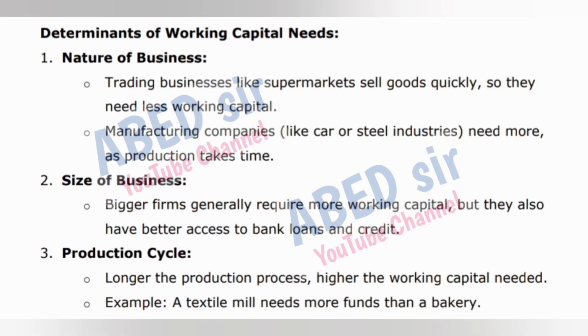1. Nature of business. Trading businesses like supermarkets sell goods quickly, so they need less working capital. Manufacturing companies, like car or steel industries, need more as production takes time. 2. Size of business. Bigger firms generally require more working capital, but they also have better access to bank loans and credit. 3. Production cycle. The longer the production process, the higher the working capital needed. Example, a textile mill needs more funds than a bakery.